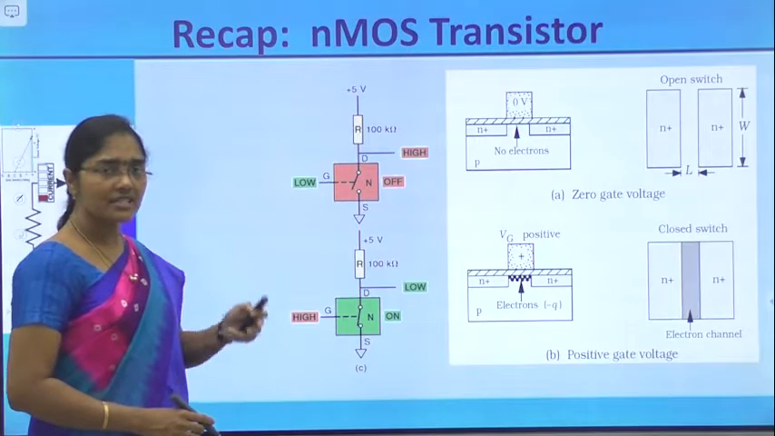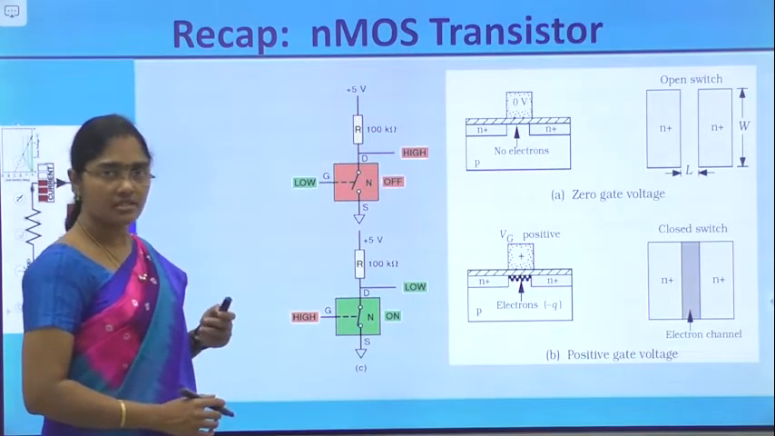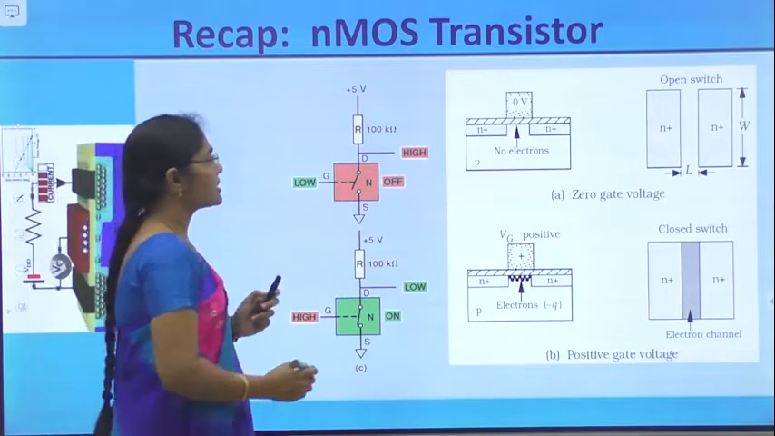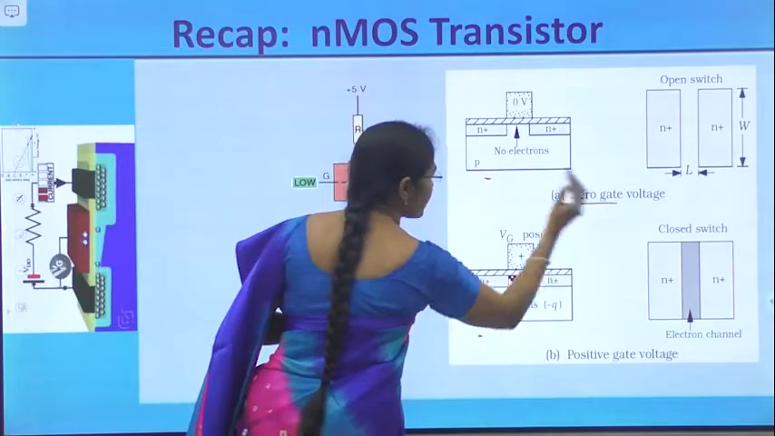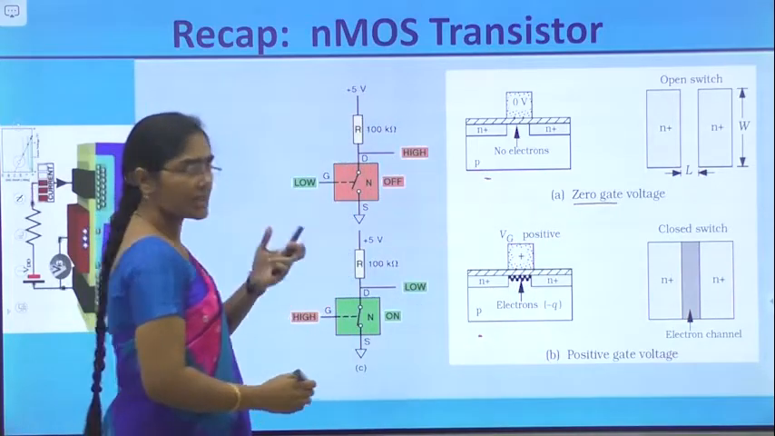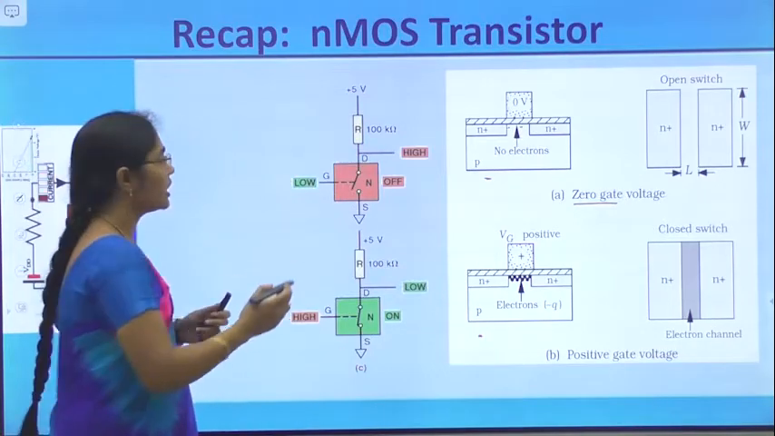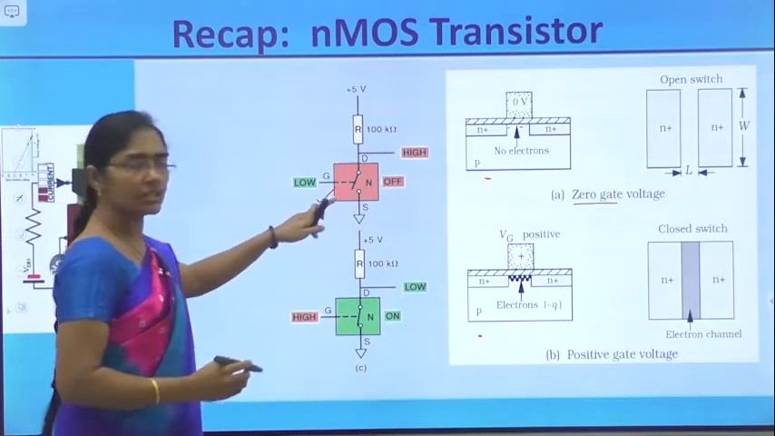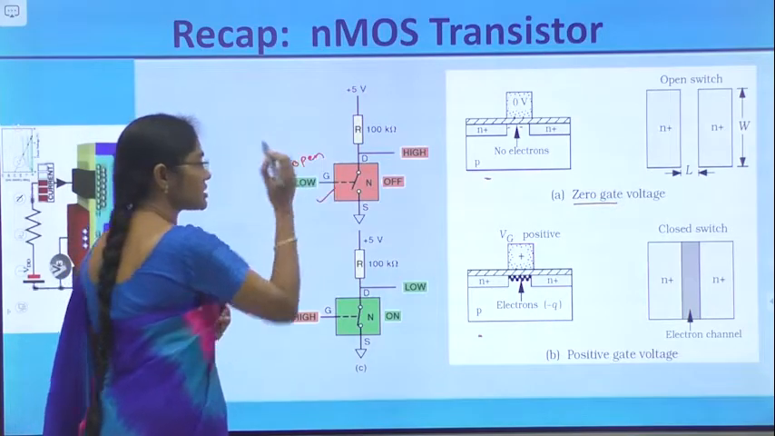Along with the structure and symbol, we have seen the switch model of the nMOS and pMOS transistors in the previous lecture. If we take an nMOS transistor, for zero gate voltage there is no channel in the transistor, that is, no electrons. Therefore, it will act as an open switch. So, for a gate of 0 volts, the nMOS transistor acts as an open switch.